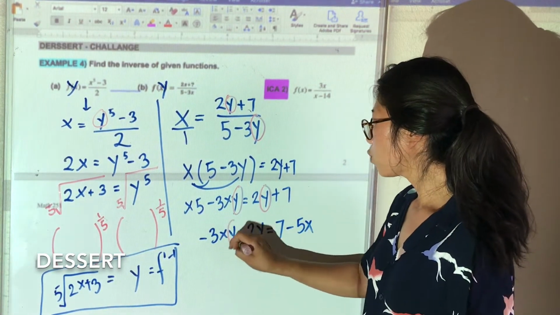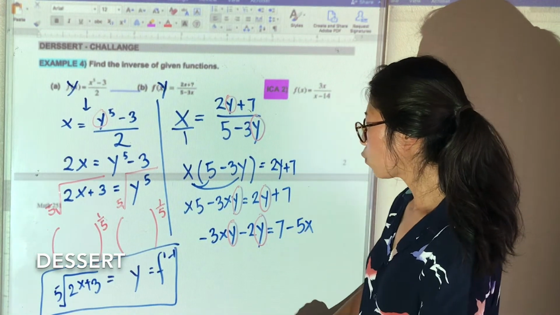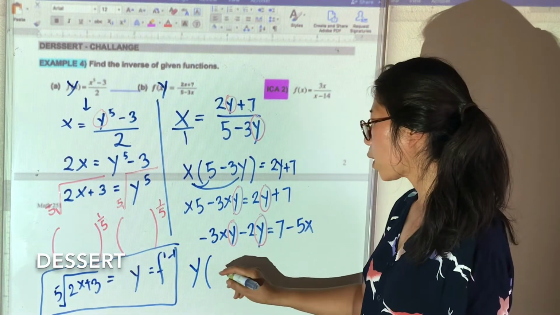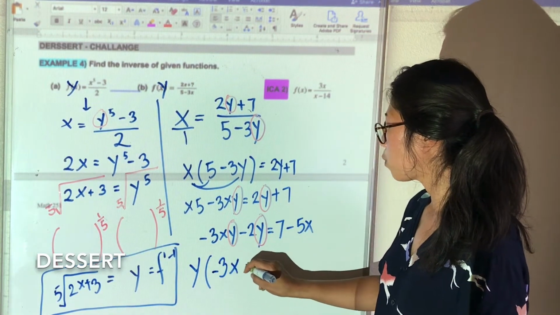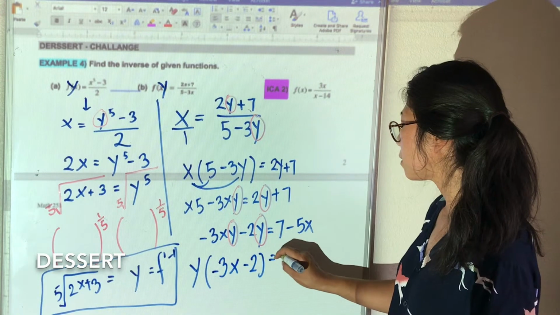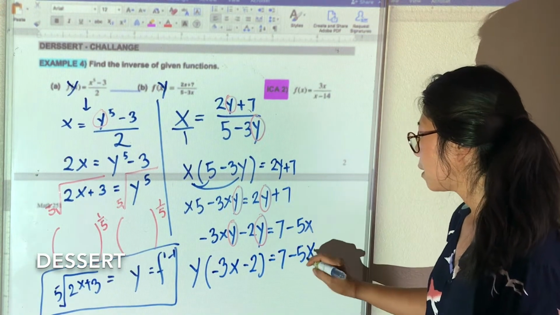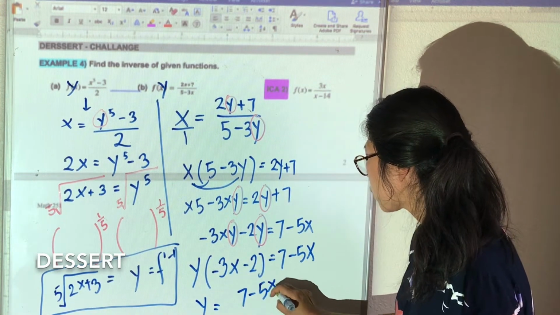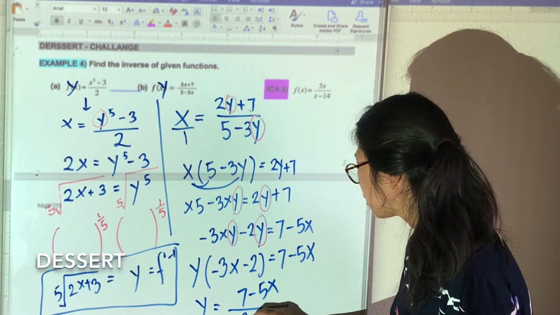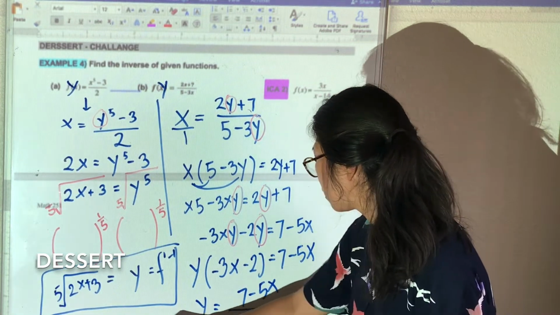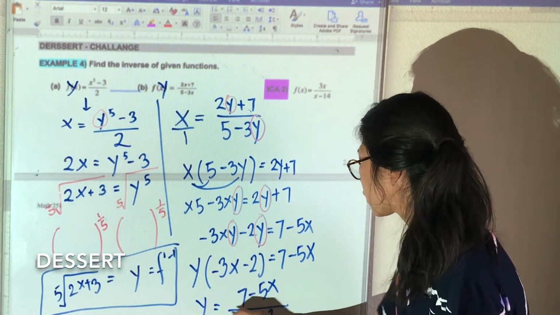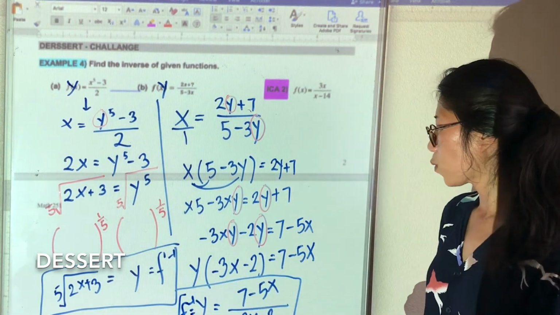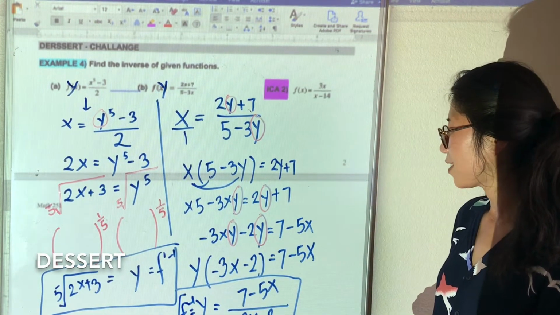I still have 2 y's, but as I mentioned, we can now factor it out since we put all the like terms on one side. So we have negative 3x minus 2 remaining inside. Then, by dividing by the factor, I will have my inverse function as 7 minus 5x over negative 3x minus 2.